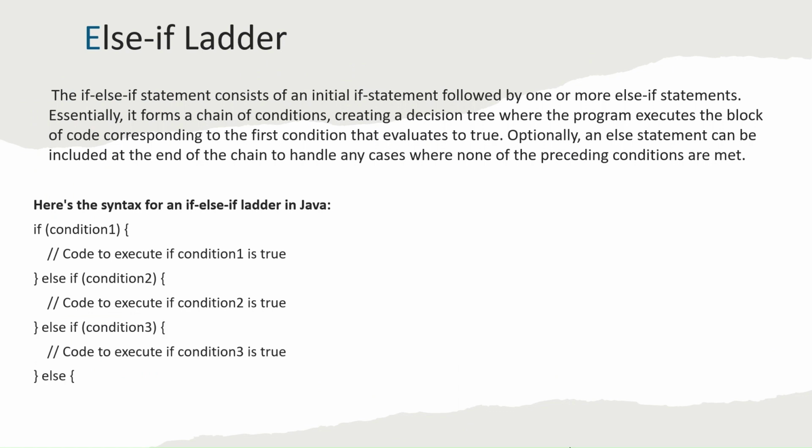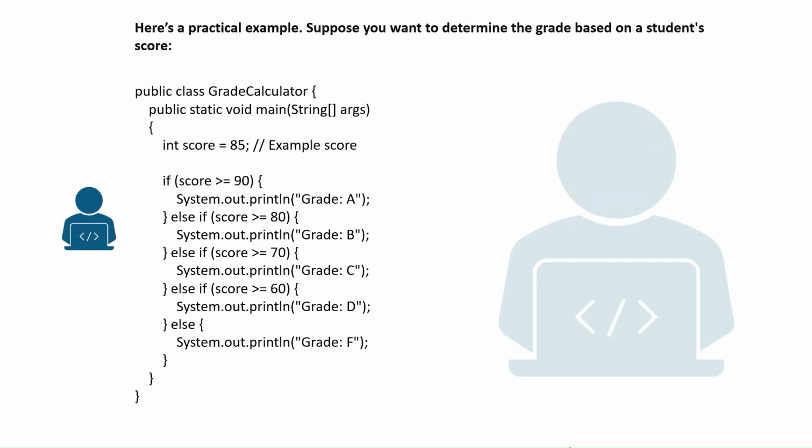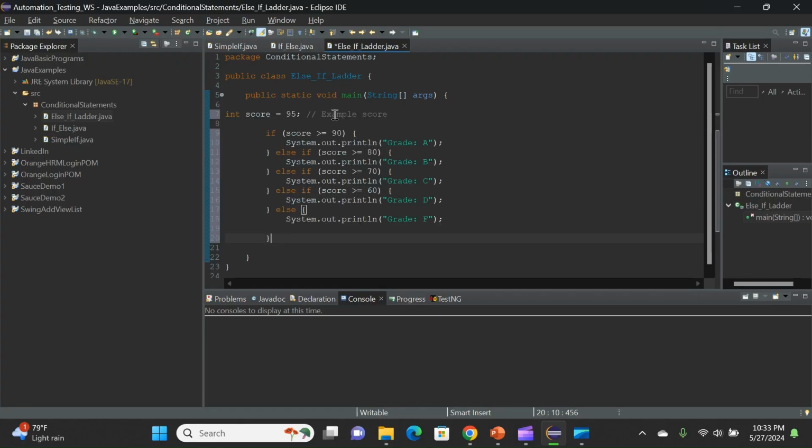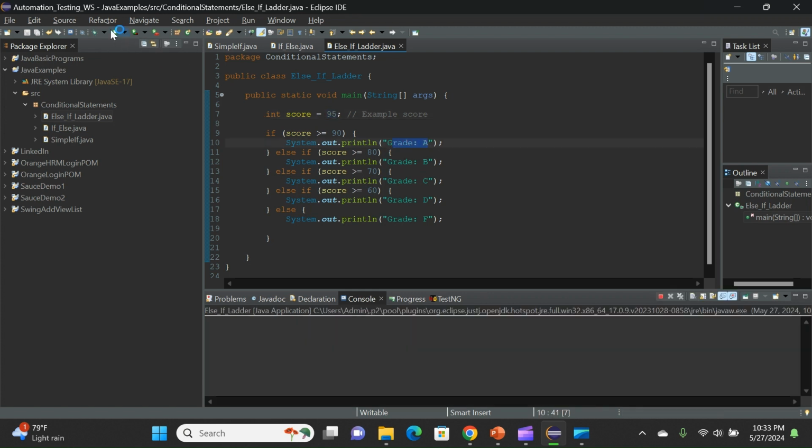Here is the syntax of else if ladder. Now let us see an example of else if ladder to determine the grade based on a student's score. Now let us run and see it in IDE. Here I have given score 95 and it should display grade A.